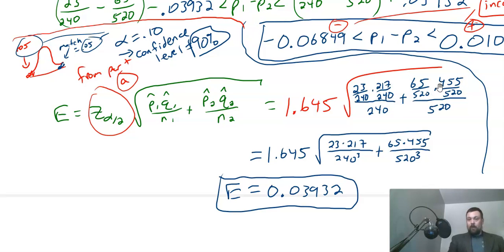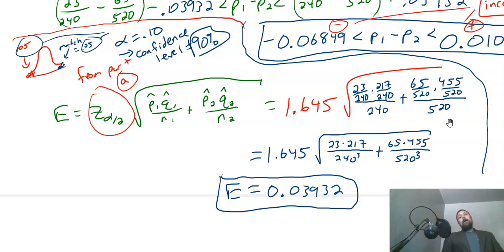Do the same thing for females, right? 65, sorry, 65 write with their left hand. 455 do not. So Q1, sorry, I said Q1. Q2 hat becomes 455 over 520. Maybe if I just slowed down and thought for a second before I speak, I might not make so many verbal mistakes like that. I apologize.